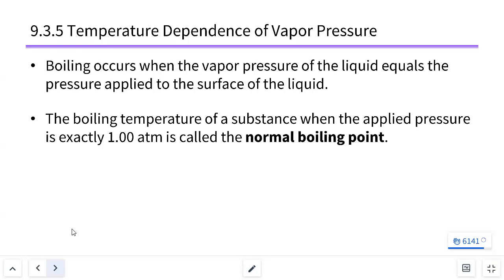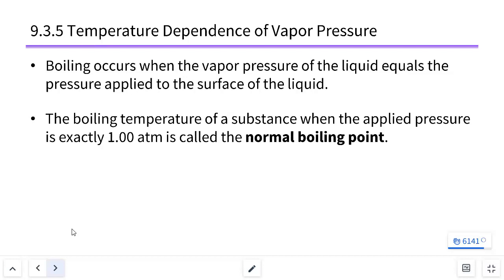So thus far, when we've talked about boiling and boiling point, we have been referring to what is called the normal boiling point. So when we say that water boils at 100 degrees Celsius, we've been referring to the normal boiling point. That is the boiling point that is measured at normal atmospheric conditions, 1.00 atmospheres, the atmospheric pressure at sea level. What we have to consider is that boiling can occur at other conditions other than the normal condition.